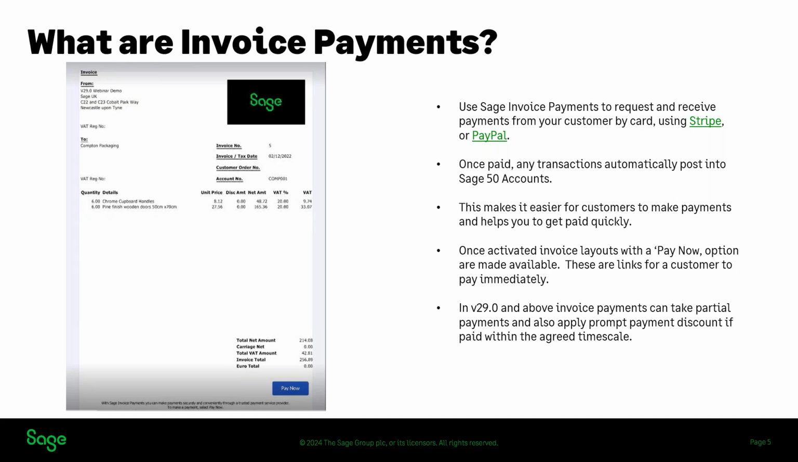Okay, so with invoice payments, it basically allows you to take part payments. You can also make part payments with a discount as well. So if there's a prompt payment discount applied to a customer and they're making the payment within the agreed time scale, then it will also take that into account as well. I was just saying there earlier, you can also add this onto custom layouts as well. So if you're already using a customized layout with your own logo and it's already been set up, it is also possible to add that pay now option onto a custom layout as well.